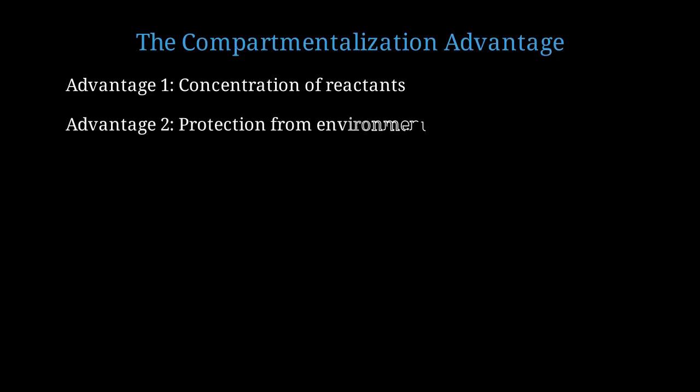Second, cells protect their contents from the environment. You can maintain different pH, salt concentrations, and exclude harmful substances. Third, cells localize reactions. You can keep incompatible reactions in different parts of the cell using organelles. This is like having different rooms in a house.